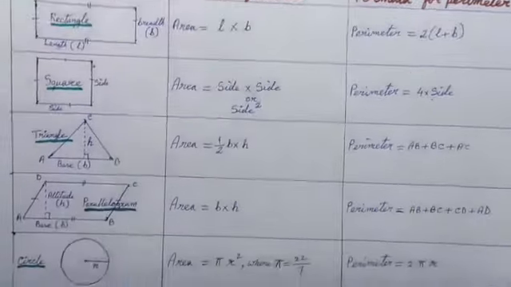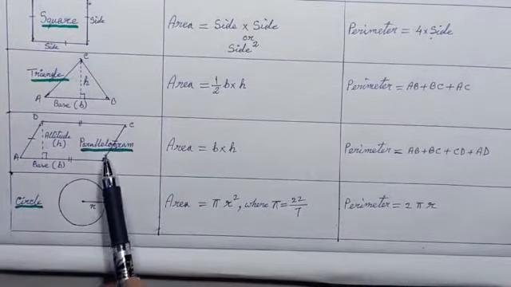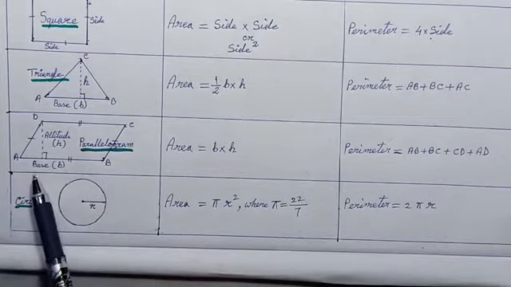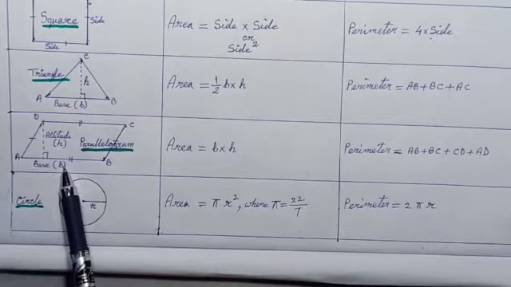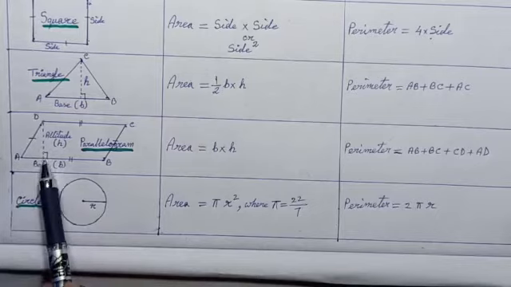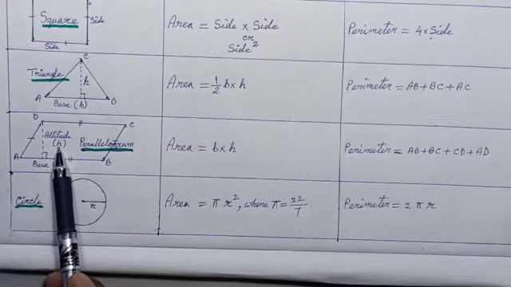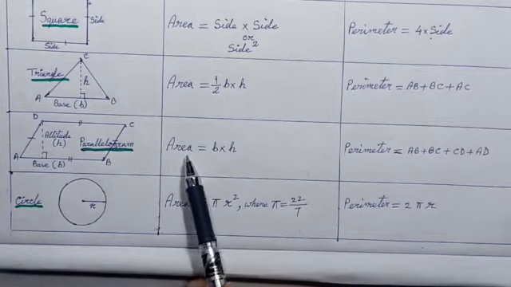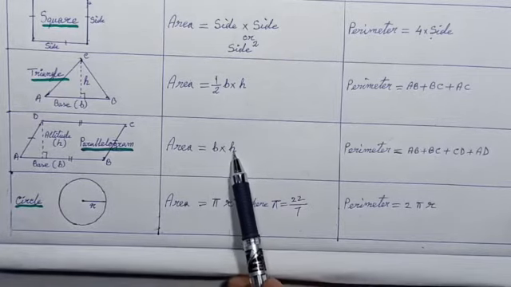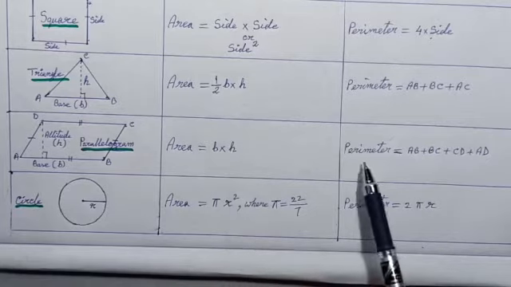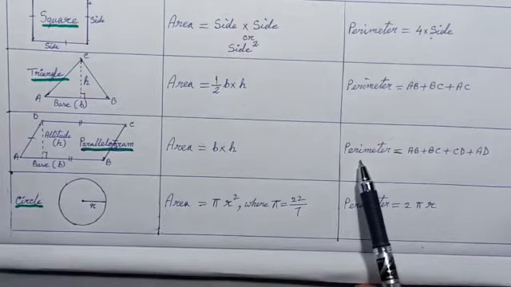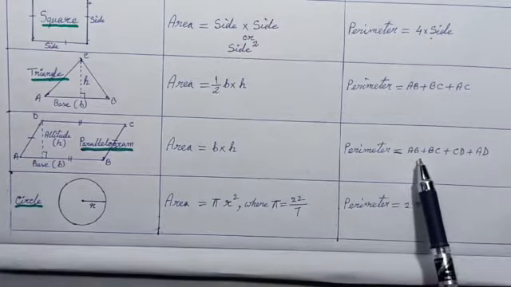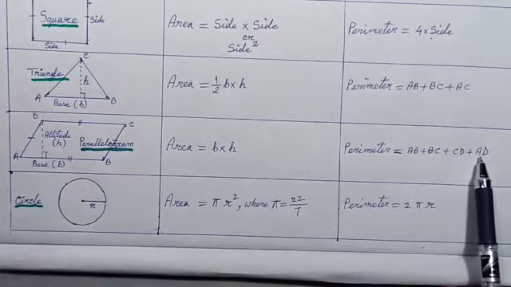Next is parallelogram. The shape of a parallelogram is like this. Here base is represented by B, and this is altitude, represented by height. The formula to find out area of a parallelogram is base into altitude or height. And perimeter of a parallelogram is the sum of the four sides, AB plus BC plus CD plus AD.